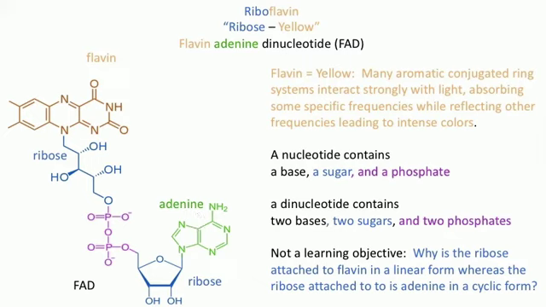You do not need to know this. Please don't memorize it. But just think for a minute. Why would this ribose be in a linear form and this one in a cyclic form? Let's look at the ribose and its base.